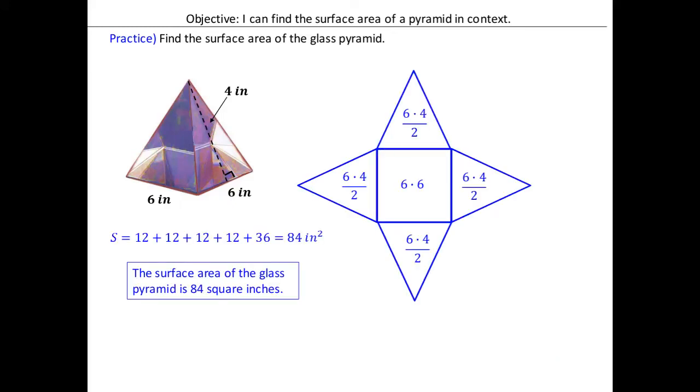All right, so here's the work so you guys can check. And this time, we have a square in the middle, right? So the square in the middle is 6 times 6 gives you the 36. And because this one's a square, you have 4 triangles that are congruent, okay? So in this case, you have the 6 times 4 divided by 2, but you have 4 of those that are the same, okay?